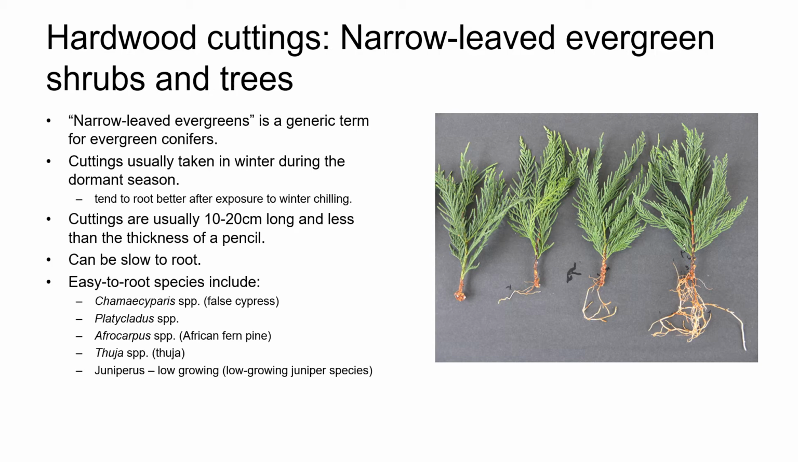Mature terminal shoots of the previous season's growth are usually used, and the foliage is removed from the bottom half to 1/3 of the cutting, as you can see in the photo. Cuttings are usually 4 to 8 inches long and less than the thickness of a pencil. Narrow-leaved evergreens can be slow to root, but relatively easy to root species include chamaecyparis, platycladus, afrocarpus, thuja, and some of the low-growing junipers. A rooting compound is applied to the base of the cuttings, with the strength of the rooting compound depending on the ease of rooting of the species that you're working with.